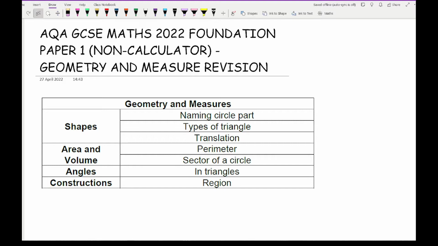And also recognizing how to work out the perimeter of a sector of a circle, and again not forgetting those straight edges. And then in terms of the circumference of the circle, it's going to be pi times the diameter, and then divided by 2 if it's a semicircle, divided by 4 if it's a quarter circle. With angles in a triangle, it's recognizing that they add up to 180. And when it comes to regions in constructions, that's dealing with loci. So make sure that you're able to construct a triangle from given instructions, but also work with some loci problems.